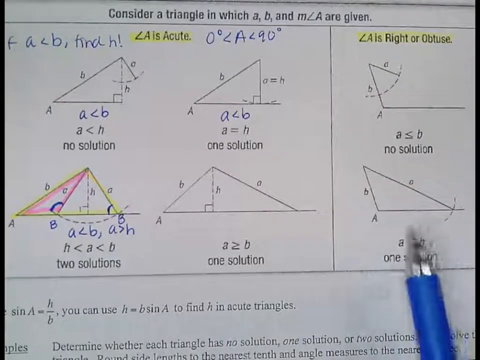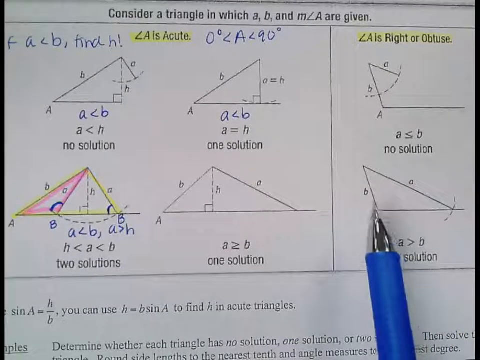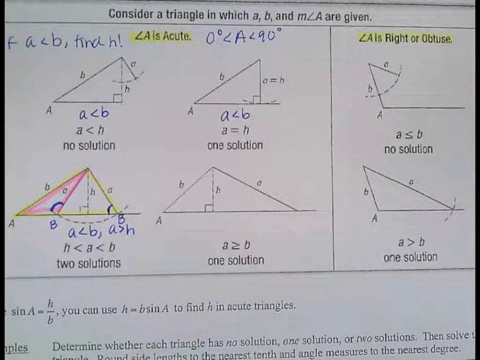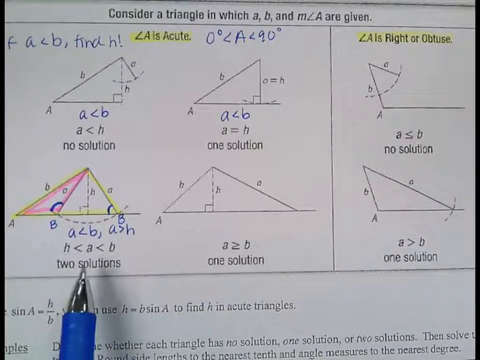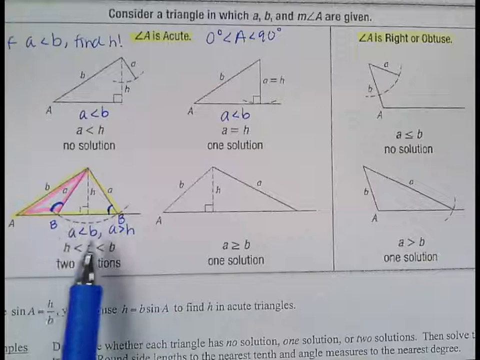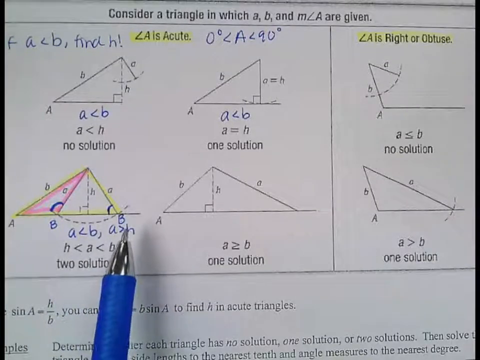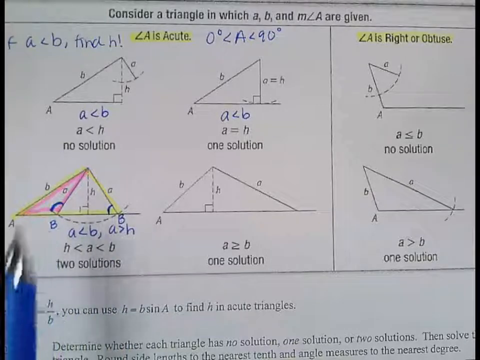And then if A is bigger than B, again, A is either 90 degrees or obtuse, then it's possible to have one solution. So the only way you're going to get two different solutions, and that is what the ambiguous case is, is if your A value is smaller than B, A is greater than your height, and then your angle A is acute.